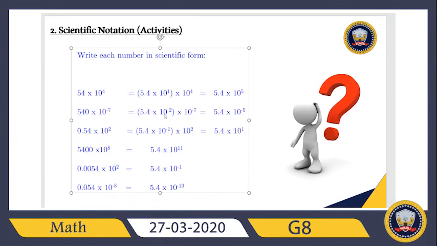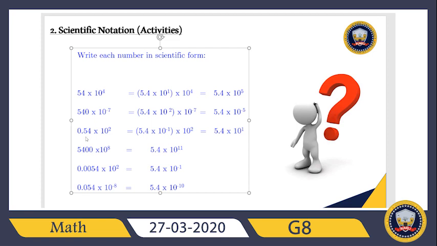The same thing now, forget about brackets because it's multiplication, so we can remove the brackets. 10 to the power of 2 times 10 to the power of minus 7. We have the same base, which is 10, so we will add their powers. So 5.4 times 10 to the power of 2 minus 7, which is minus 5. So the scientific notation is 5.4 times 10 to the power of minus 5.